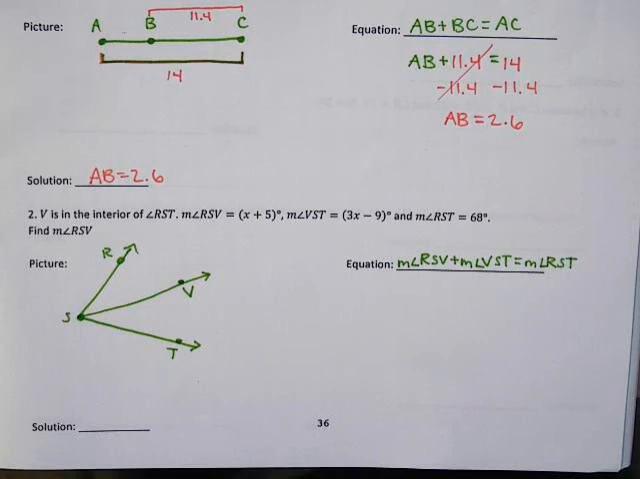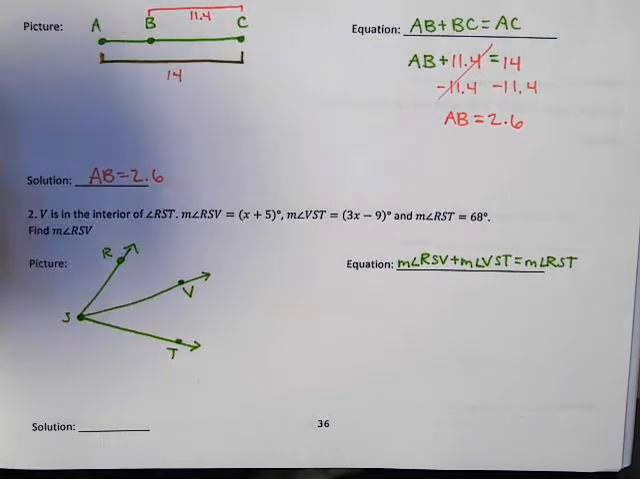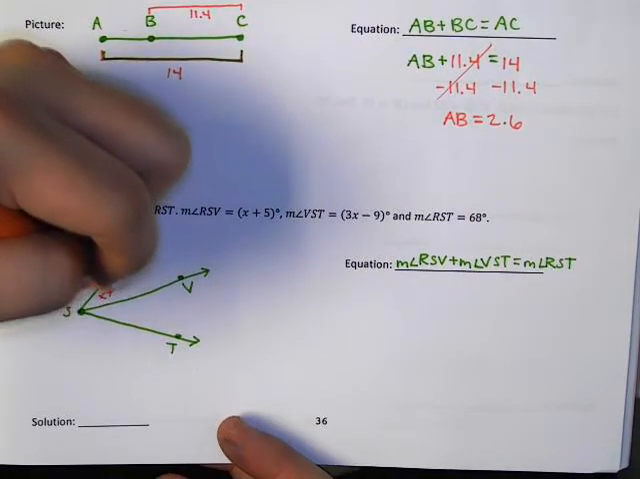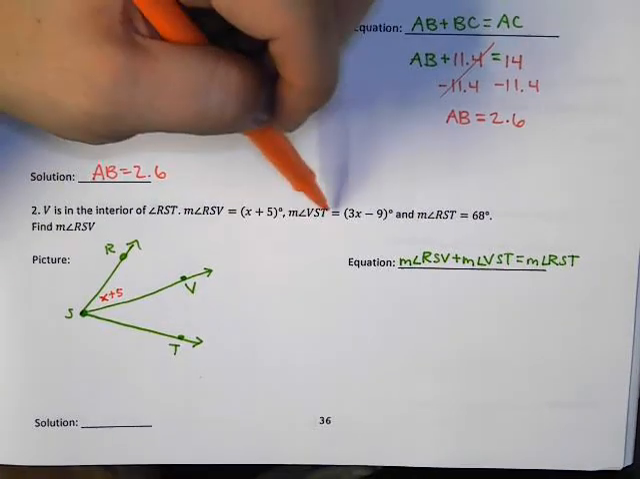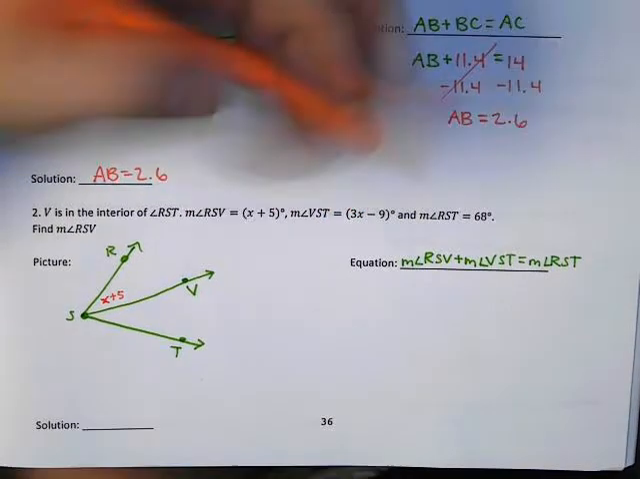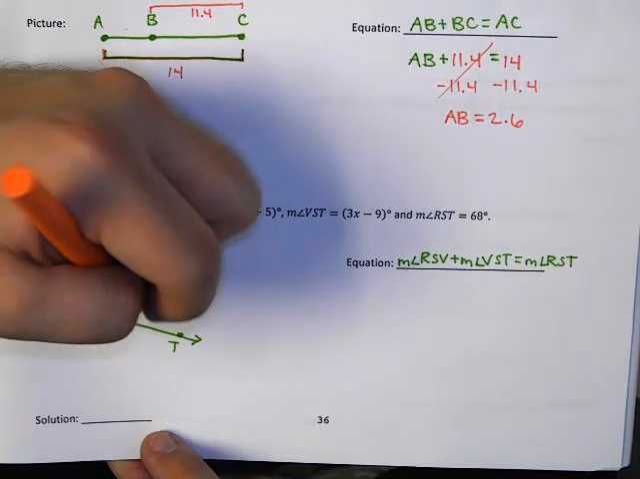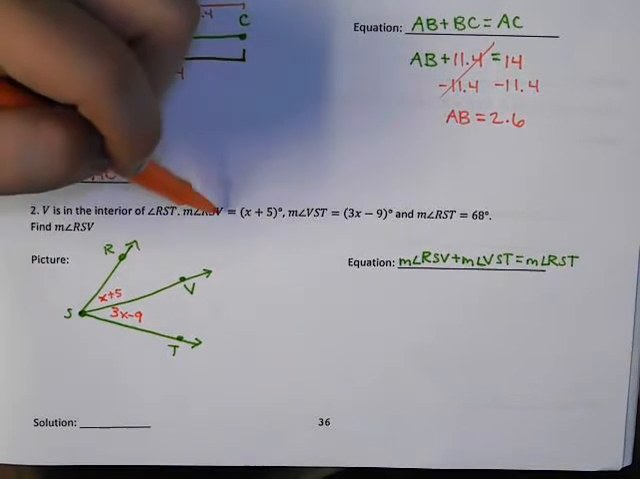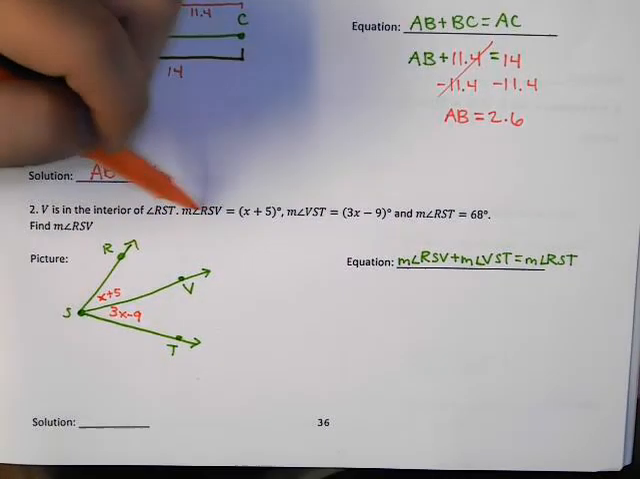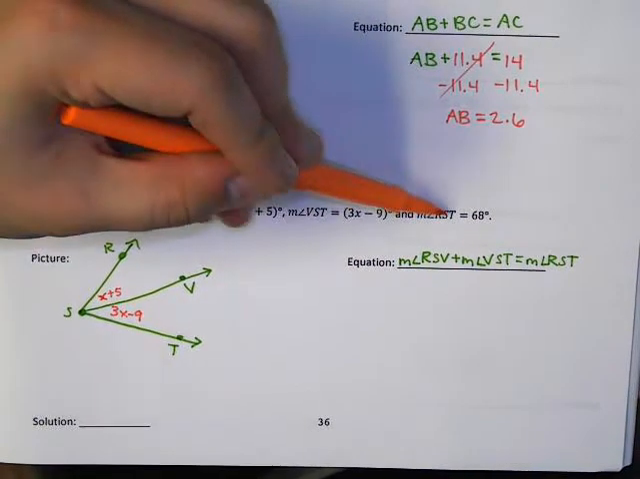Now, I would want to label some things. I know RSV is x plus 5, so I'm going to put a little x plus 5 in there. I also know that VST is 3x minus 9, so 3x minus 9 goes right there. I hope that makes sense. All I'm doing is matching up my angle measures and putting them into the picture. Lastly, RST is 68 degrees.